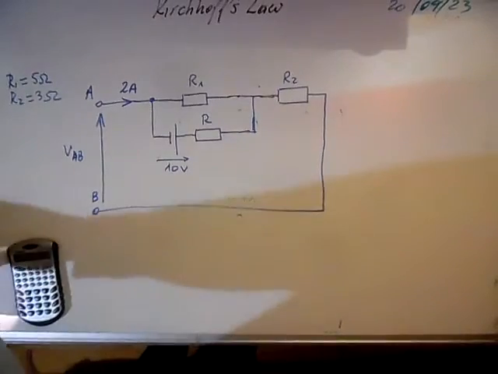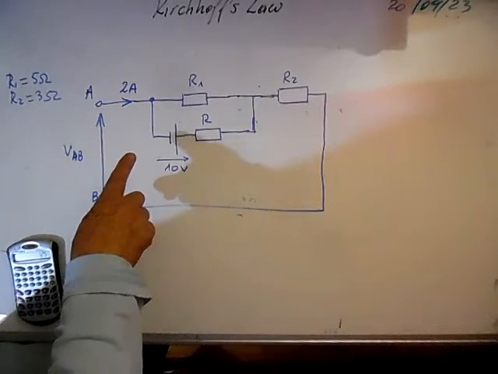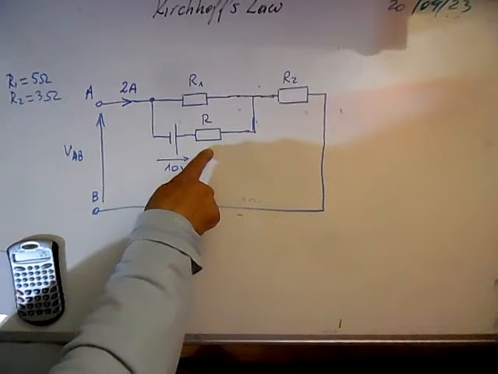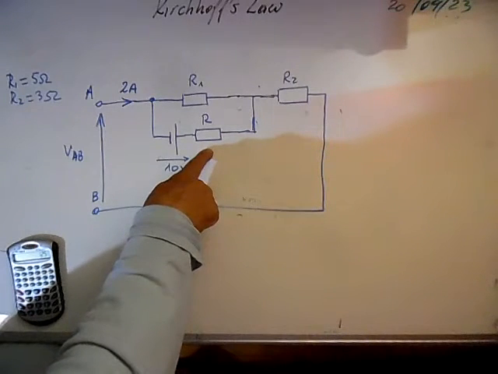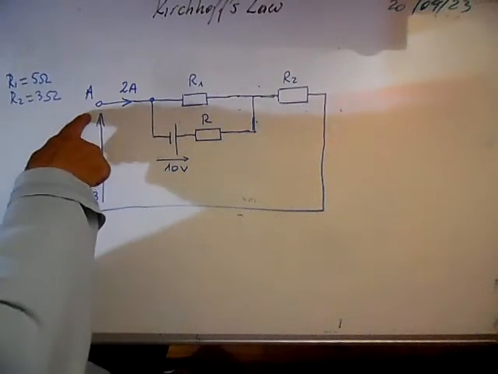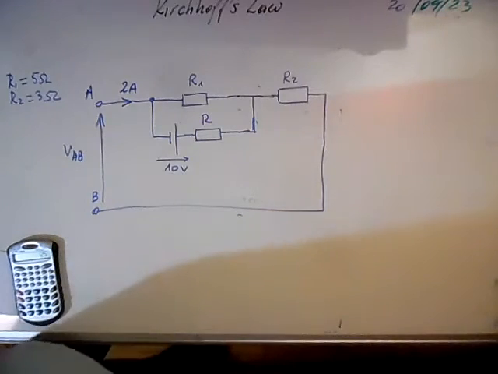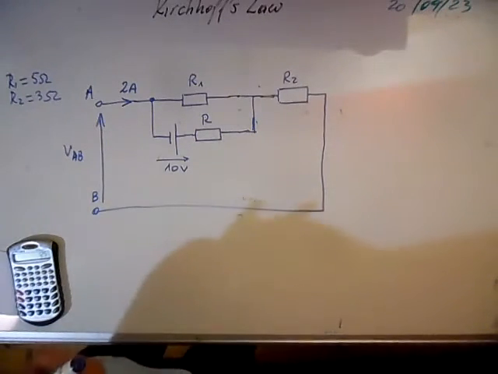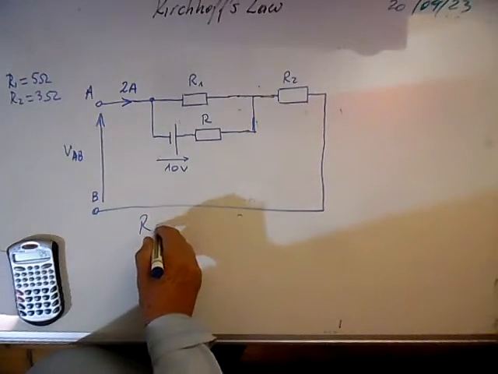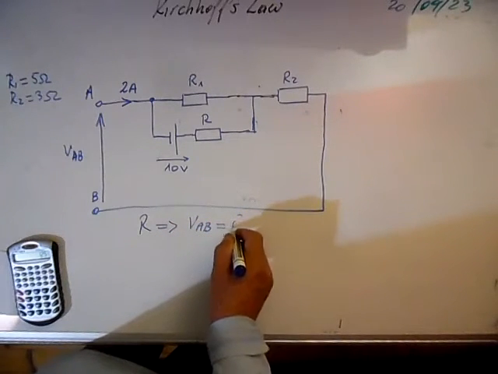Morning. Here we have a circuit. In this circuit we are asked to determine the value of R such that the potential difference between terminal A and B is 0. So we want to calculate R. That gives us VAB equals 0.